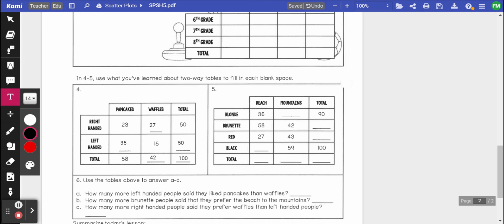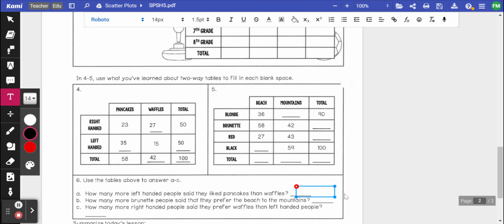Okay. And then I can come down here and on 6, A and C are questions pertaining to number 4. How many more left-hand people said they like pancakes than waffles? Okay, now we're not just looking at a total, we're actually comparing things. So how many more left-handed people preferred pancakes than waffles? Well, 20. 20 more people preferred that.